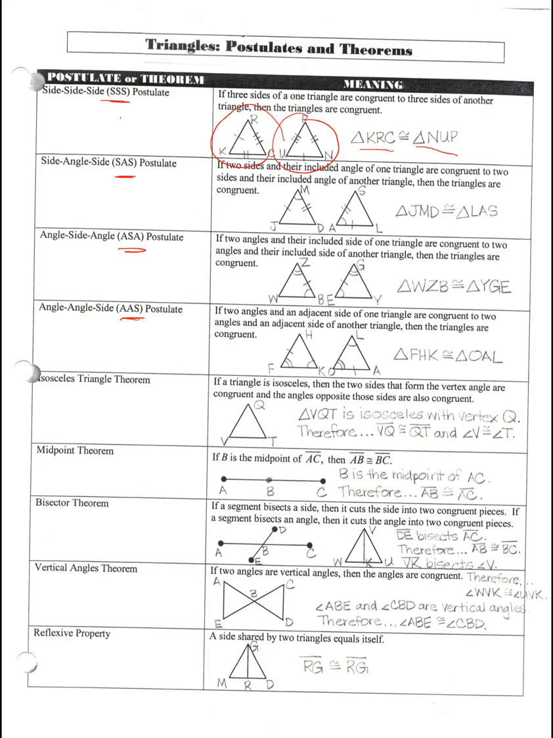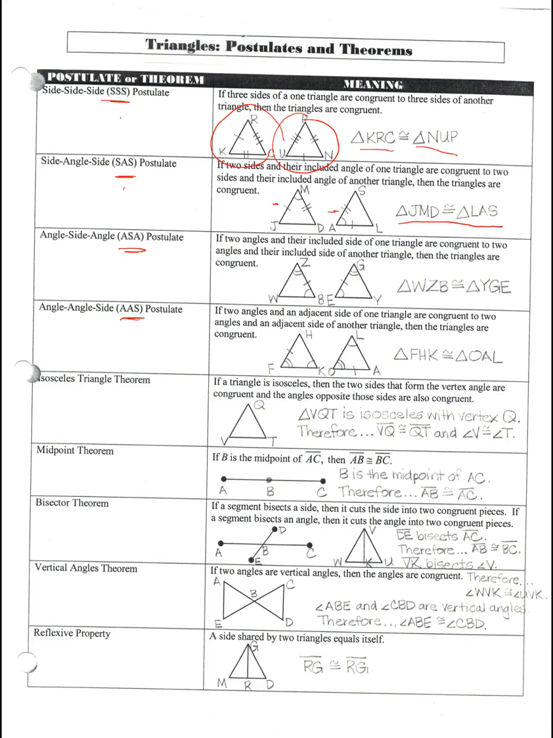SAS says if two sides and their included angle of one triangle are congruent to two sides and the included angle of another triangle, then we have the right to say the triangles are congruent by SAS. So you can see this diagram and this diagram show side, angle, side. So we could say the triangles are congruent would be our statement, and the reason would be SAS.